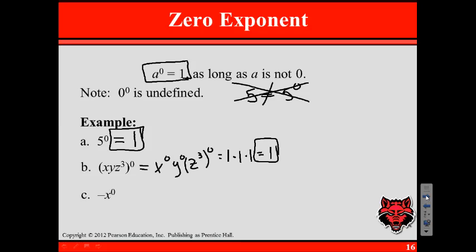Now c might be a little bit tricky. We have negative x to the 0 power, and remember, if the negative is not inside parentheses, it is not being raised to the exponent. So we would rewrite this as negative 1 times x to the 0 power, which would be the same as negative 1 times 1, or negative 1.